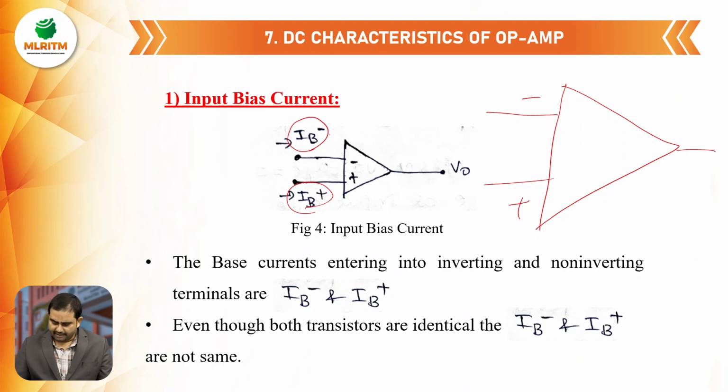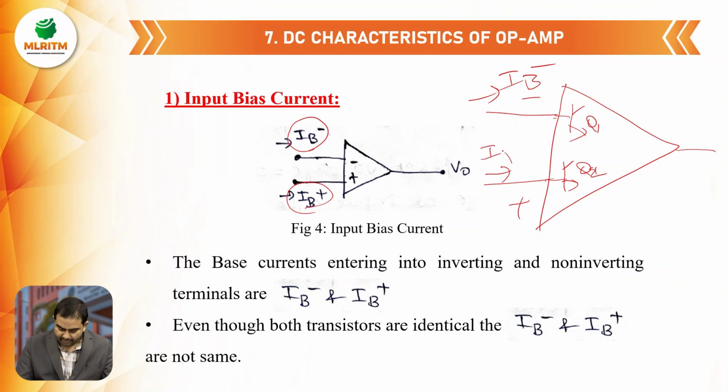You have to remember, internally this op amp consists of around 24 transistors. A number of resistors and capacitors are also there. So around 24 transistors are present internally in this op amp. At the start, we have the first 2 transistors. Let us assume these 2 are NPN only, made of the same kind of material, manufactured by the same company, even though the IB minus value and the IB plus value are not equal.